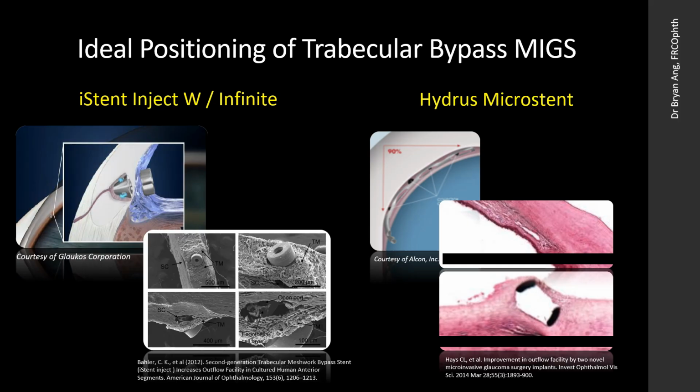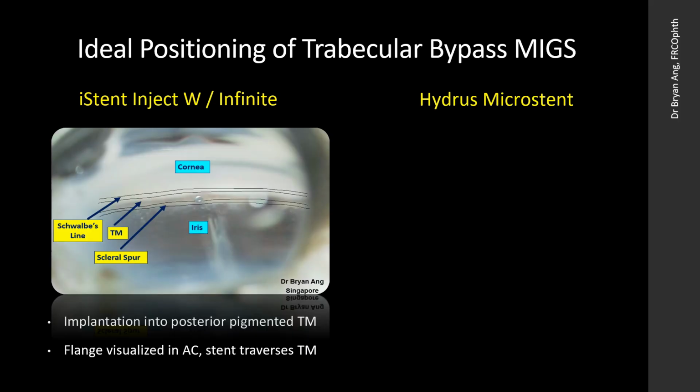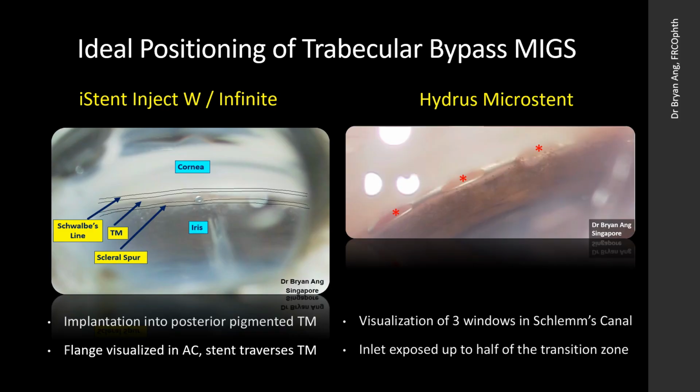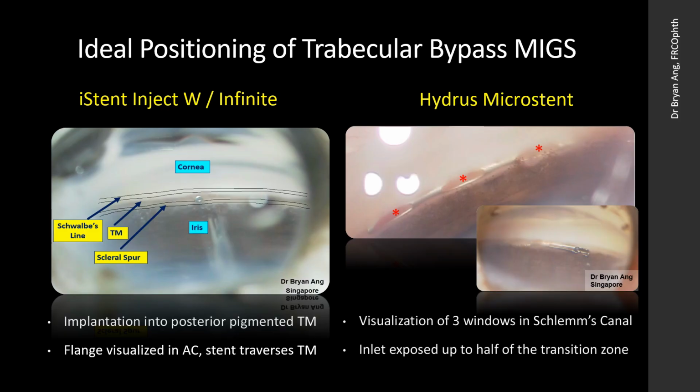Clinically, this is what should be seen at the end of surgery. For the iStent device, the flange of the stent should be seen right at the posterior pigmented trabecular meshwork, with the thorax or body embedded in the TM itself, and the head of the stent resting in the Schlemm's canal. For the Hydrus Microstent, the 3 windows should be seen blood-filled and visible in the Schlemm's canal just behind the trabecular meshwork. The inlet should be exposed up to half the transition zone.